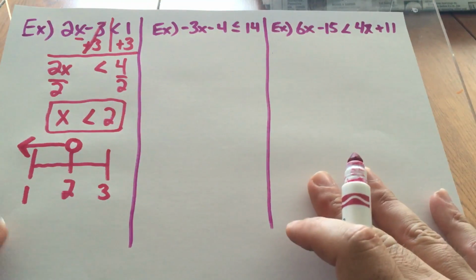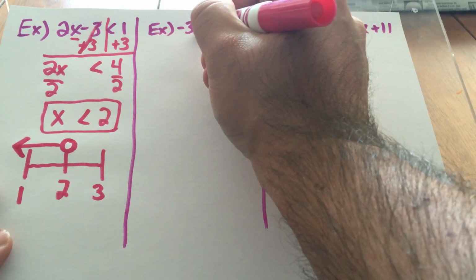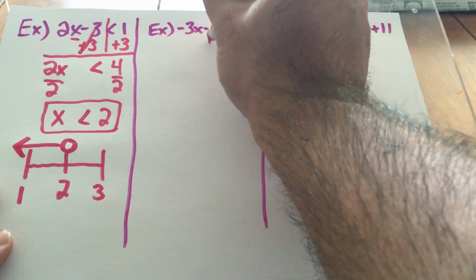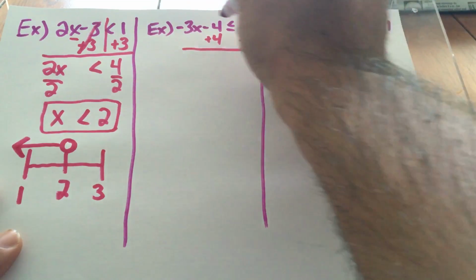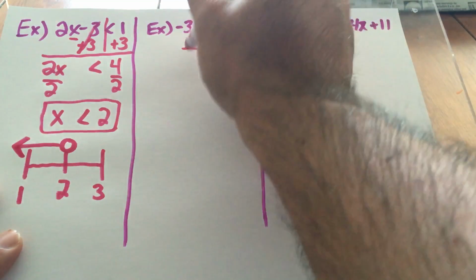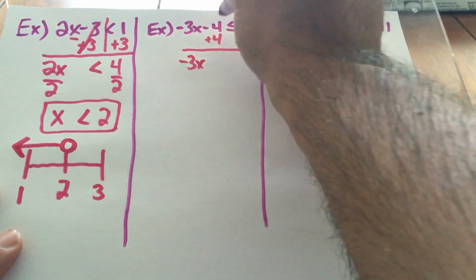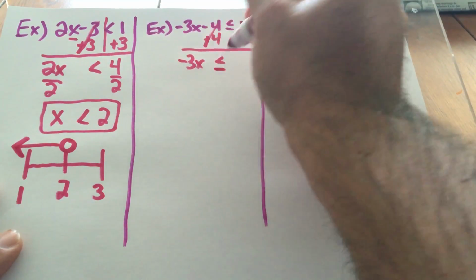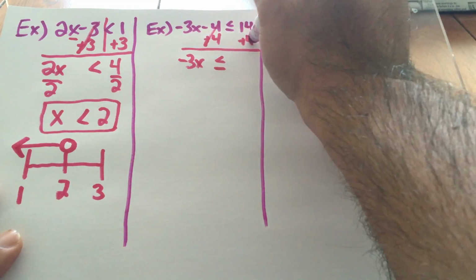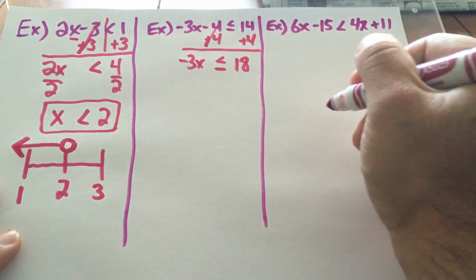Okay, so solving this next one, we're trying to get x by itself. In order to do that, we have to get rid of a negative 4. So I have to add 4 to both sides. And then I'll add up and down in my little columns. This negative 3x slides down. Negative 4 plus 4 goes away. And we're left with 14 plus 4, which is 18.